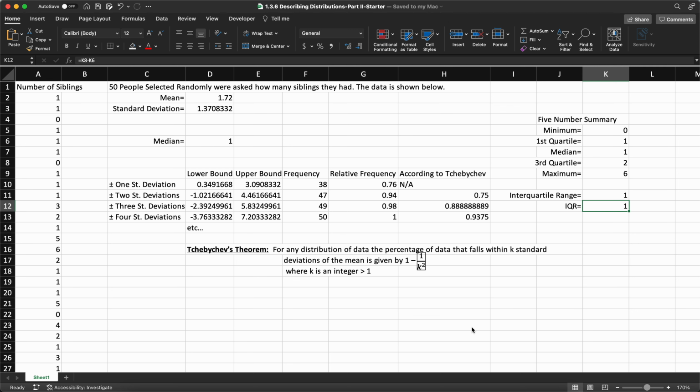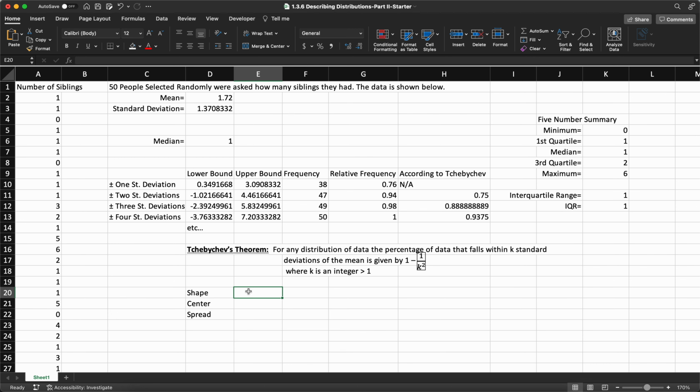In this video, I want to talk about describing distributions again, this time with a little bit more detail. At first, we just described the shape of a distribution, and now I want to talk about describing the shape, center, and spread of a distribution. So here's what you need to know. The shape is still the same.